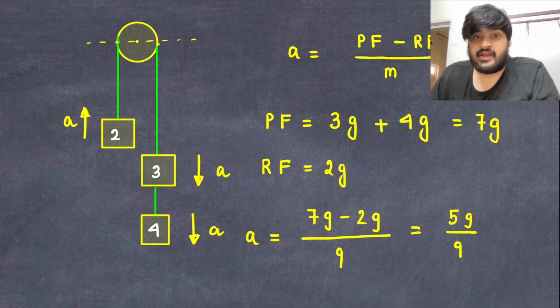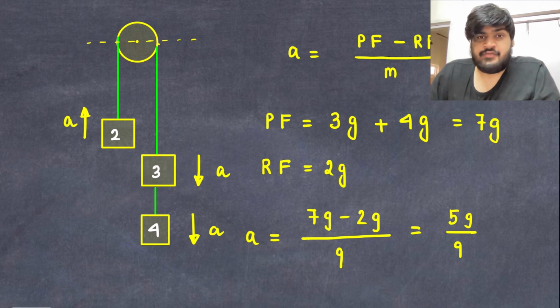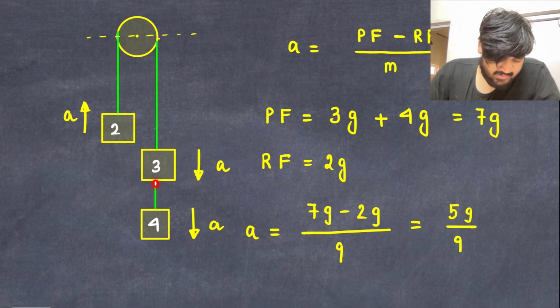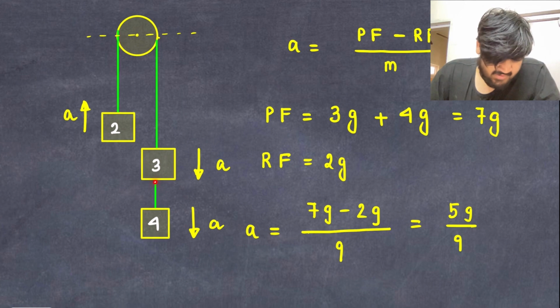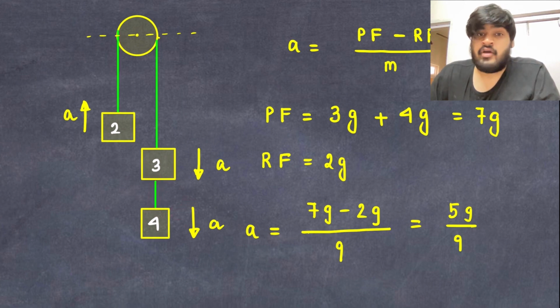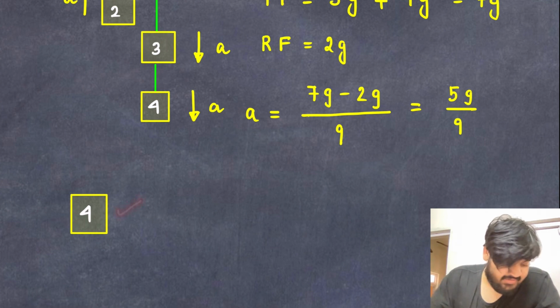Now what do we need to find? We need to find the tension, right? And there will be two values of tension as we discussed. So first of all we need to find the value of the tension in this string. In order to find it, take this block and draw its free body diagram. Okay, so over here this is the block of mass 4 kg.